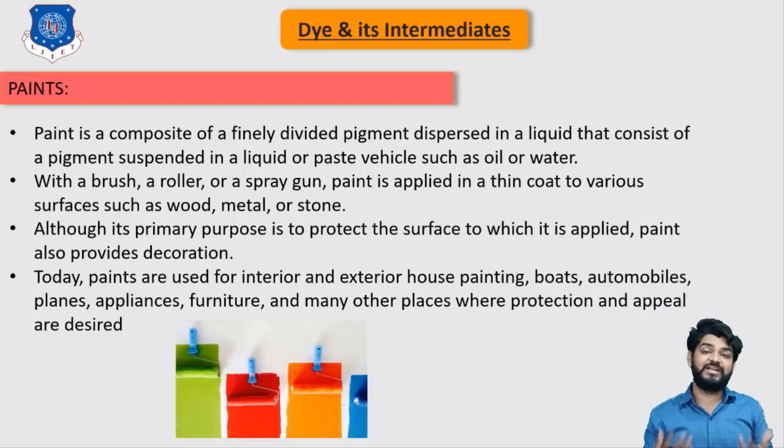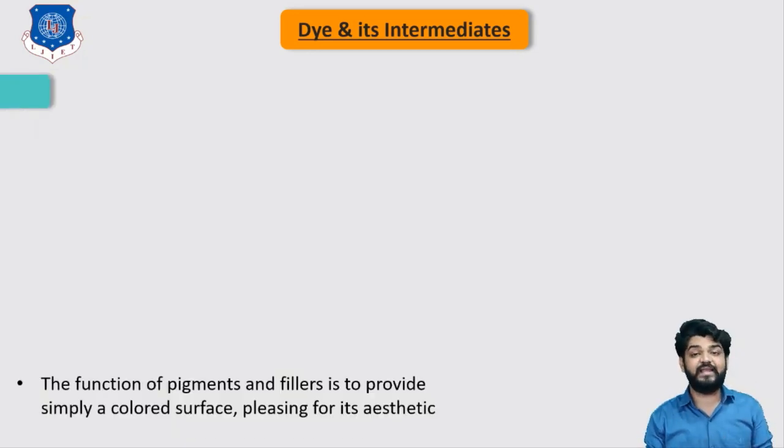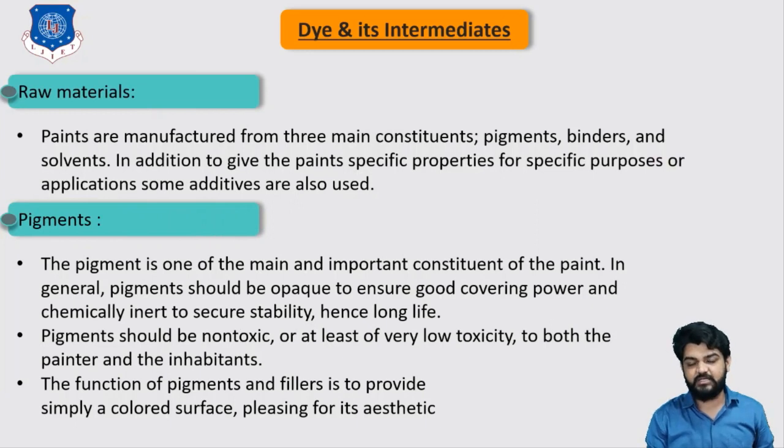So now after discussing paint, let's quickly understand how we can produce paints. These are all the raw materials that we are going to require. Paints are manufactured from three main constituents: pigments, blenders and solvents, right? In addition, to give paint specific properties for a specific application, some additives can also be added. So let's understand what we mean by pigments.